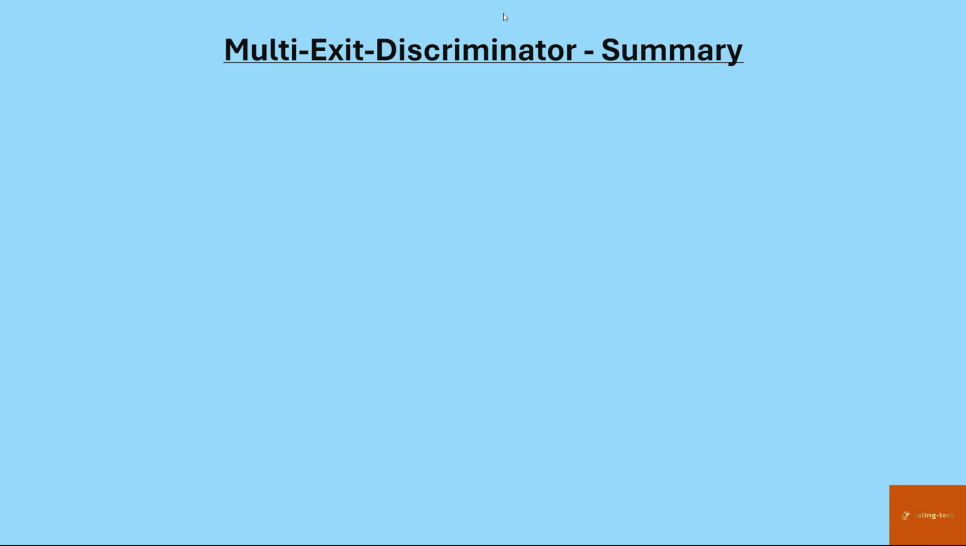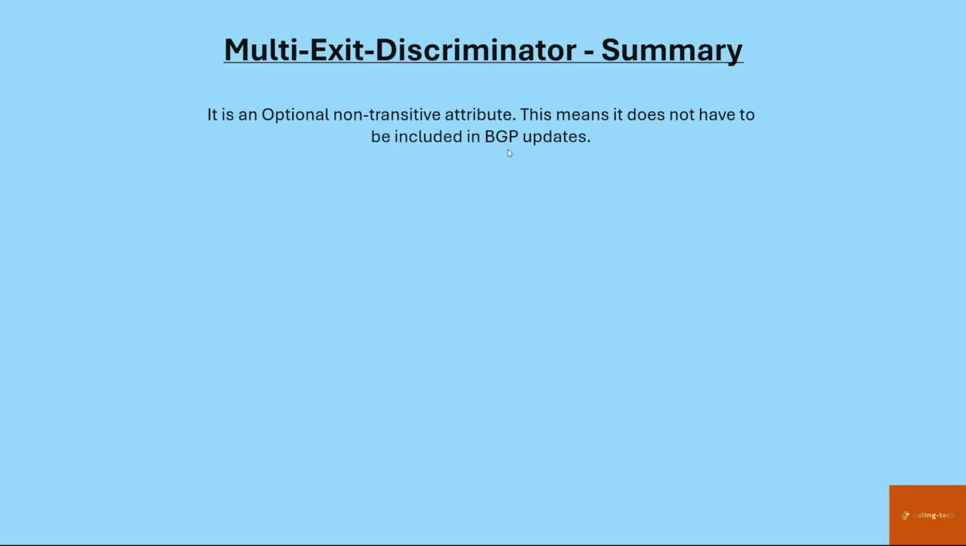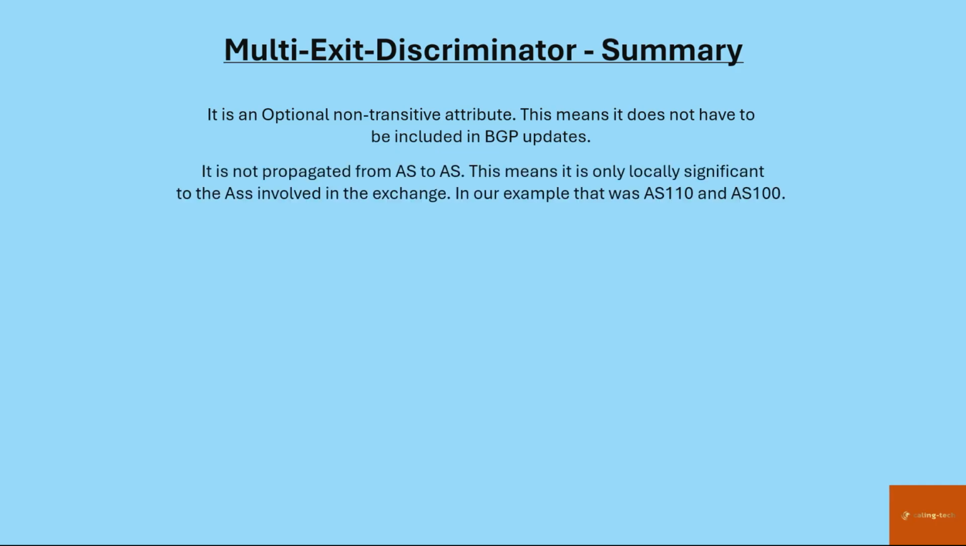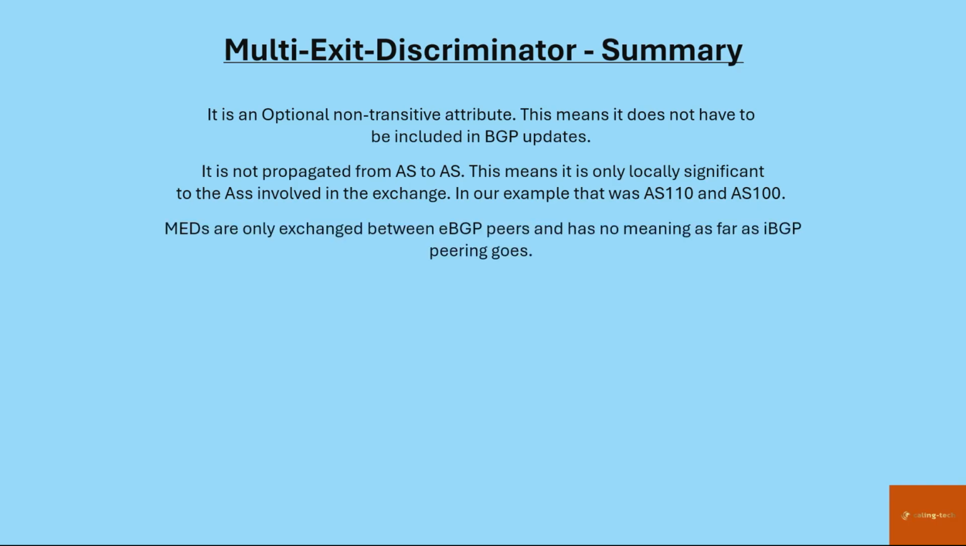Let's summarize what we've learned about the MEDs, the multi-exit discriminators. The MEDs are an optional non-transitive attribute. What that means is it doesn't have to be included in BGP updates. It's not propagated from AS to AS. That means it's only locally significant to the ASs involved in the exchange. And in the example we utilised, that was router 3 in AS 110 and router 2 in AS 100. The MEDs are only exchanged between eBGP peers and they have zero meaning as far as iBGP peering goes.